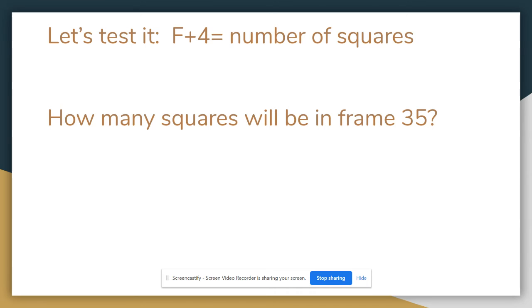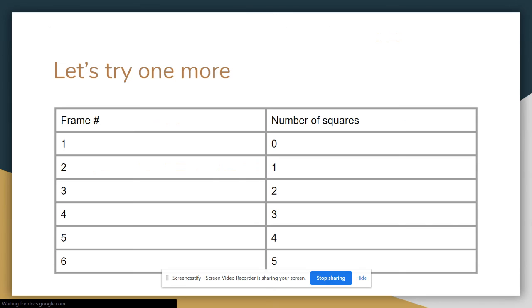What about frame 35? Do you remember what to do on your own? Try it. Now check your answer. When you're done, press pause. When you're ready to check your answer, press play. That is the correct answer. Did you do 35 plus 4 equals 39?